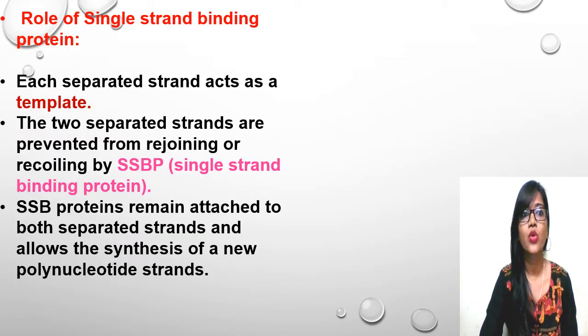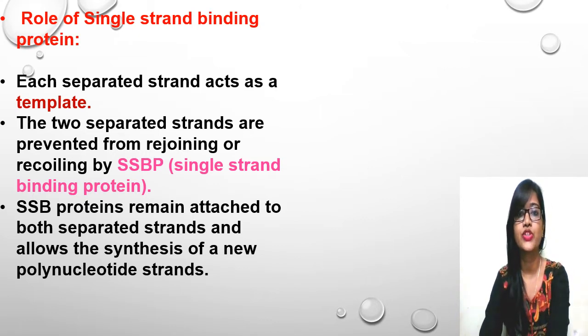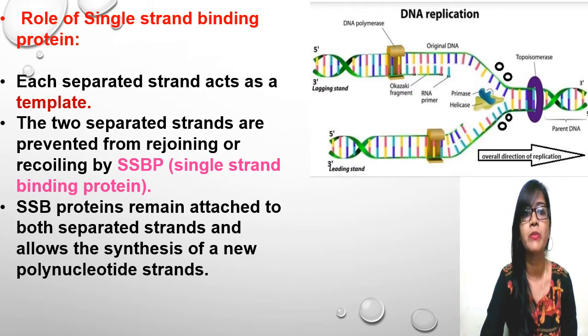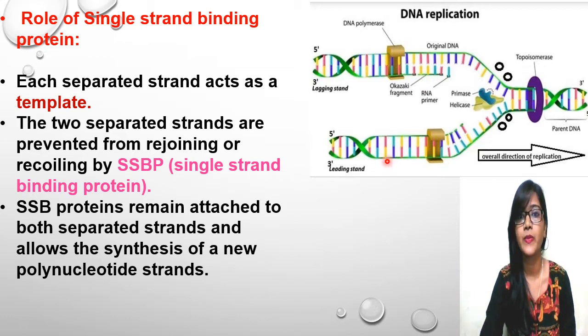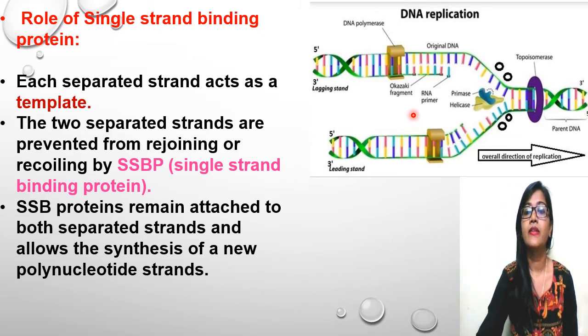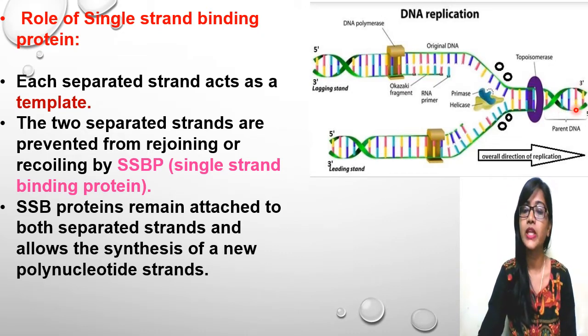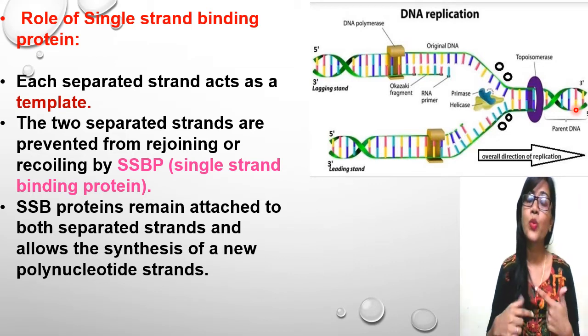So in this slide, we are going to discuss the role of single strand binding protein. These single strand binding proteins are known, in short, as SSBP, single strand binding protein. Now you can observe in this diagram, when there is DNA replication, this helicase is moving forward, DNA polymerases are working together, and this DNA strand is completely twisted, it is super coiled.